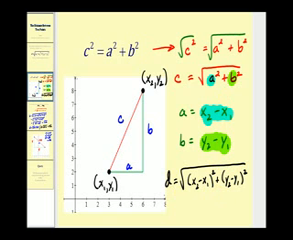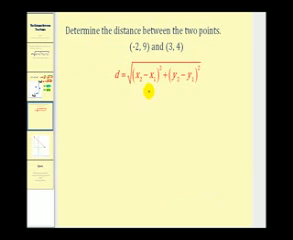Now let's go ahead and do an example. We want to determine the distance between the points -2, 9 and 3, 4. The first thing I like to do is label the coordinates of these points. I'm going to call this x sub 1 and this y sub 1. And I'll call this x sub 2 and I'll call this y sub 2. It doesn't matter whether we label these the 1s or the 2s, but if we call this x sub 1, we do have to call this y sub 1. We can't interchange the 1s and the 2s within a given point.